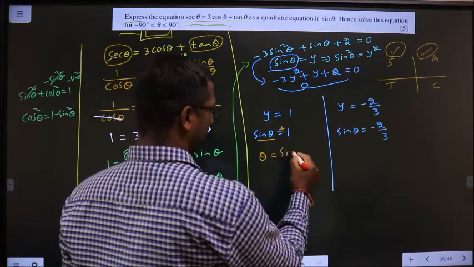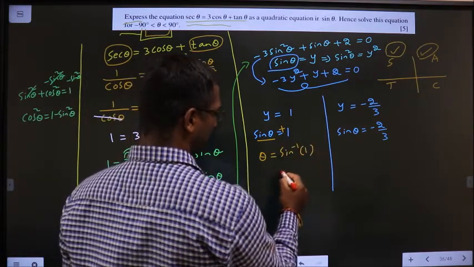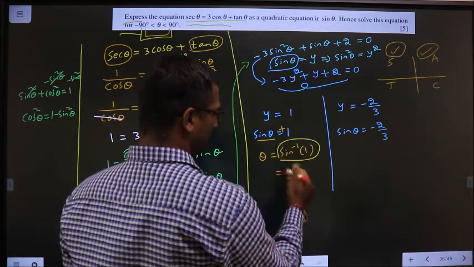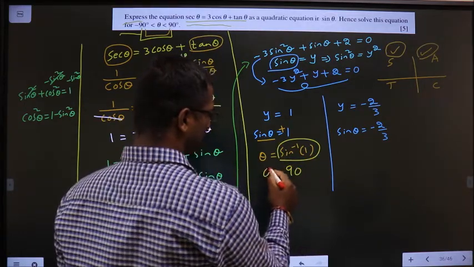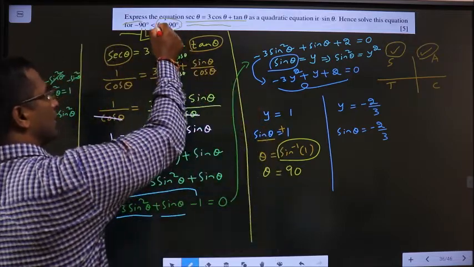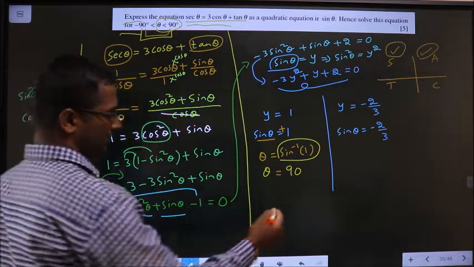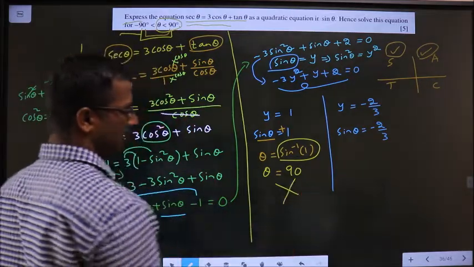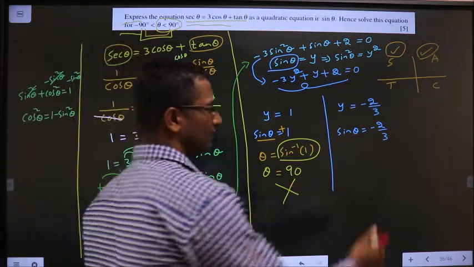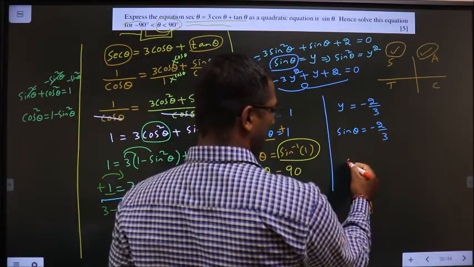Clear? And how do we get the angle in first quadrant? Directly. Theta equal to sin inverse 1. If you put this in the calculator, you get the answer to be 90. But here he said theta cannot become 90. So this value is being rejected. Okay, now here sin theta I got negative.